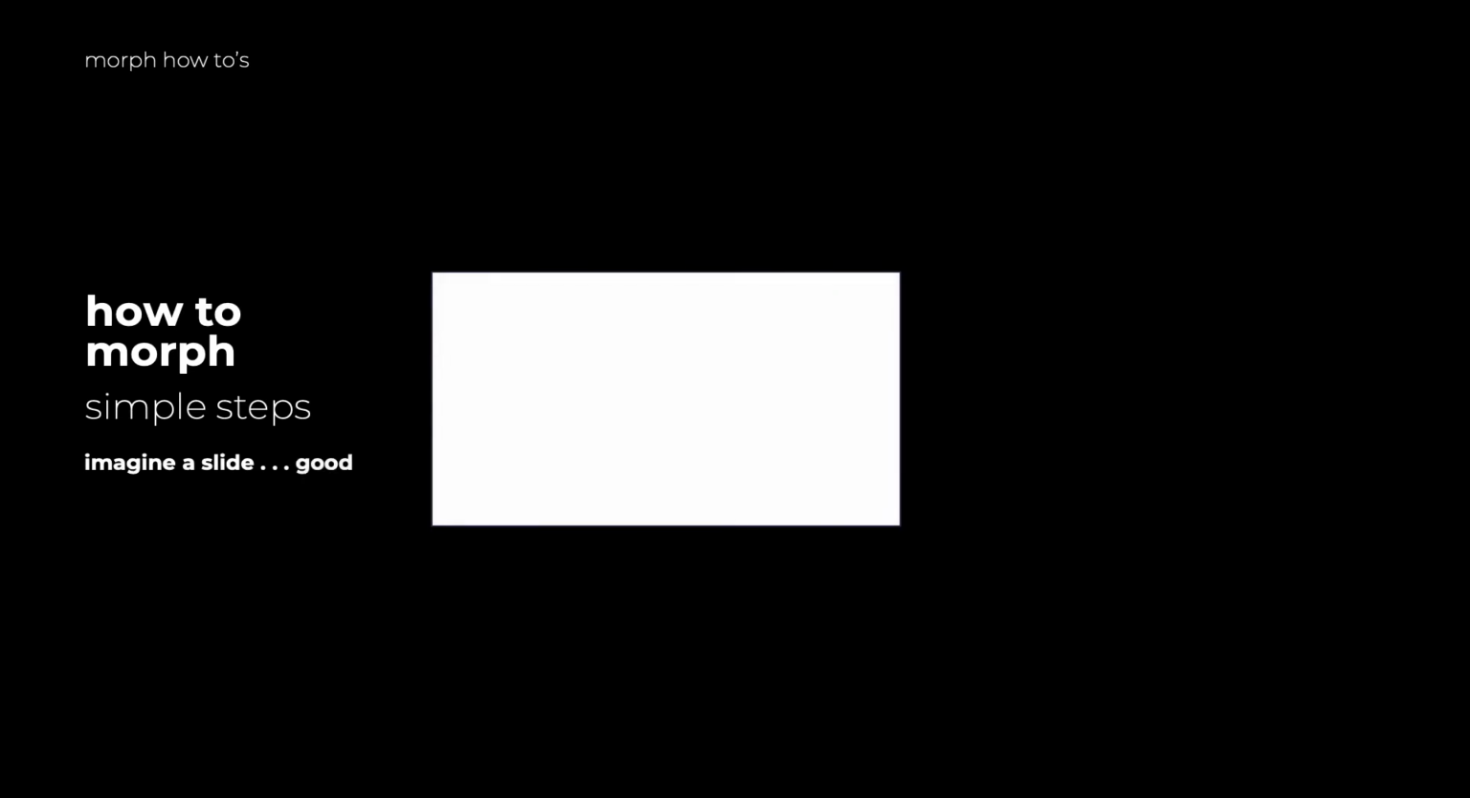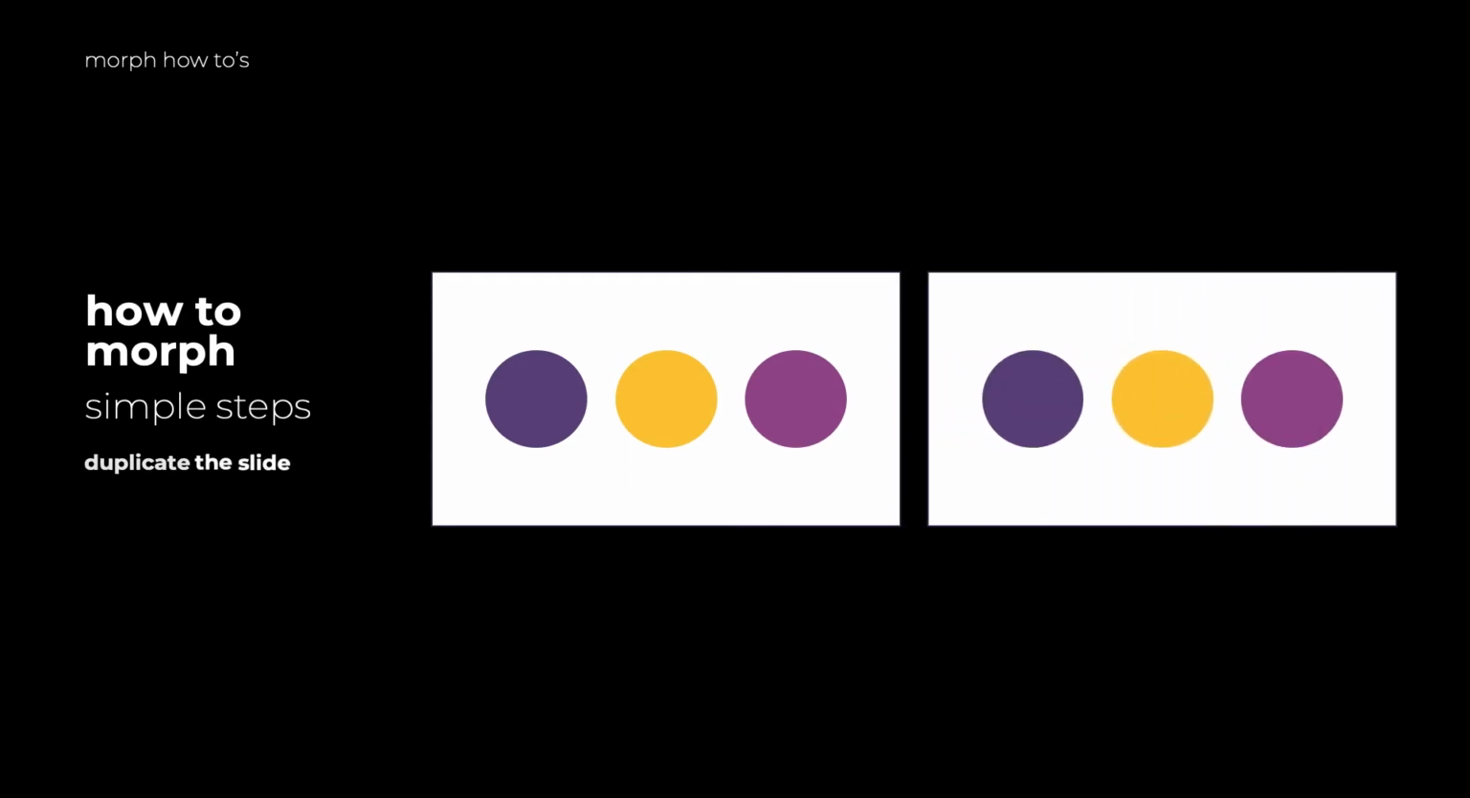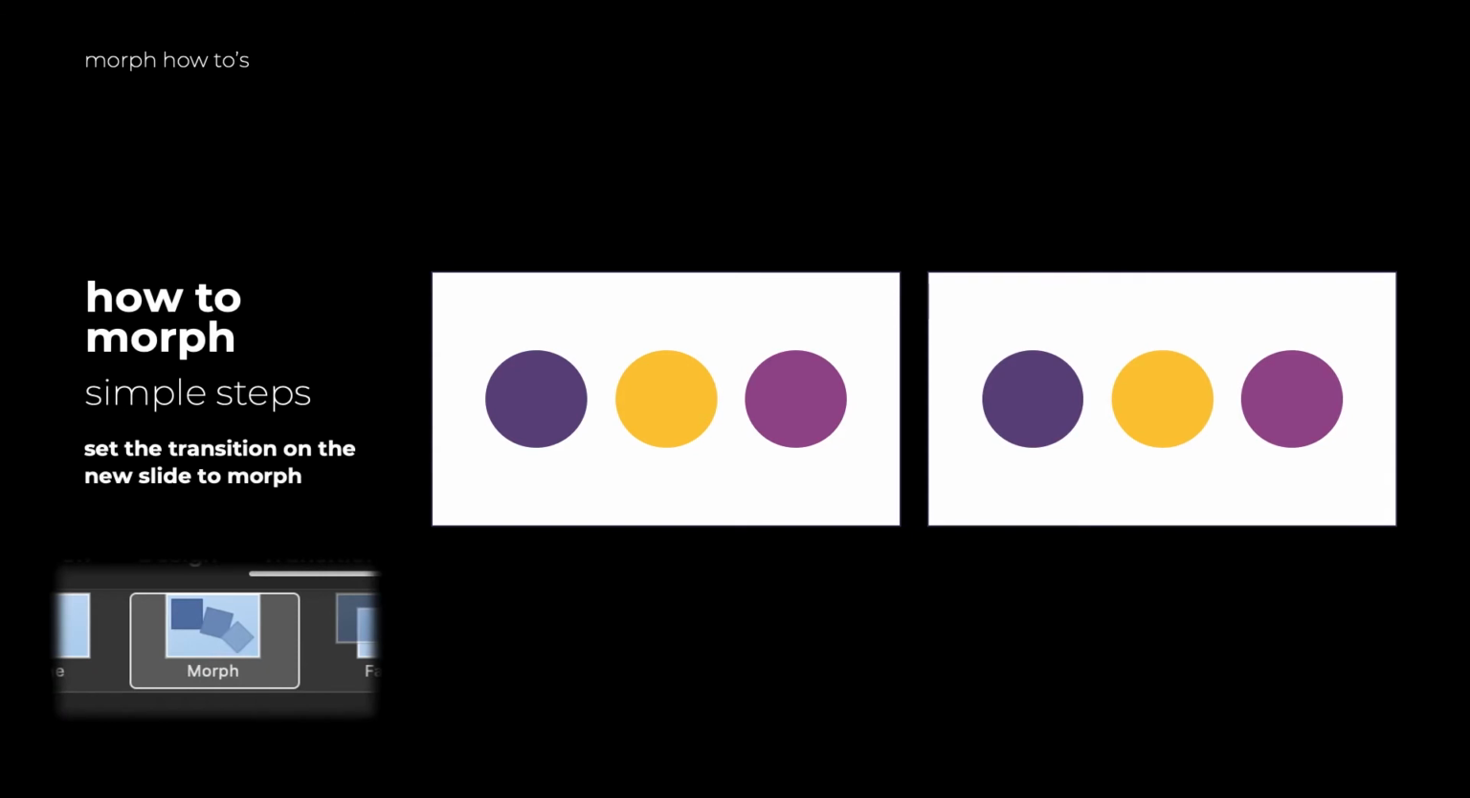So how do you do it? In simple steps? Well, imagine a slide. Oh, good. Now, place some stuff on it. Then you duplicate the slide, set the transition on that new slide to morph. It's in the ribbon under transitions.